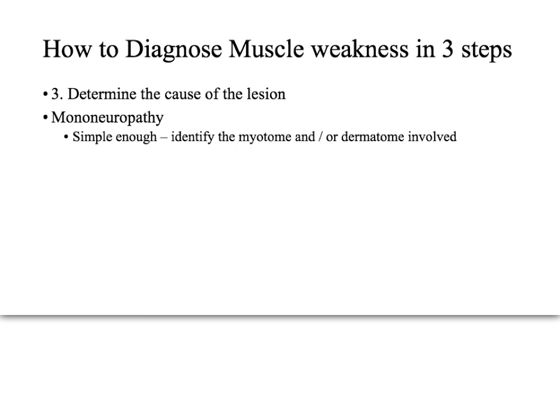With a mononeuropathy, very, very simple. You look at the dermatome, you look at the myotome, and that should help you zero in very, very quickly on exactly what nerve is damaged or having a problem.